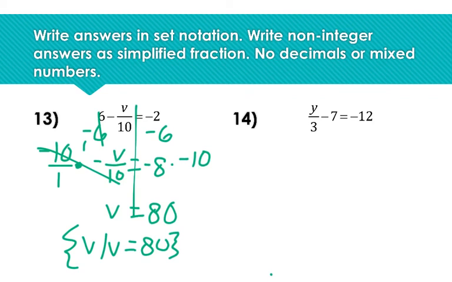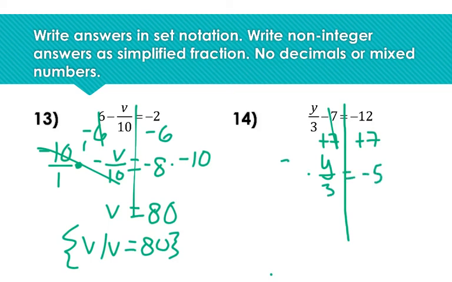Alright, number 14. Same setup. Why don't you go ahead and attempt number 14 and pause the video now. Okay, so hopefully you've worked through this and you found the solution, but let's just double check. So the first thing we do is add 7 to both sides of our equation, and that would give us y divided by 3 is equal to negative 5.